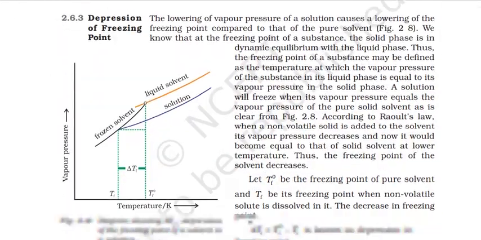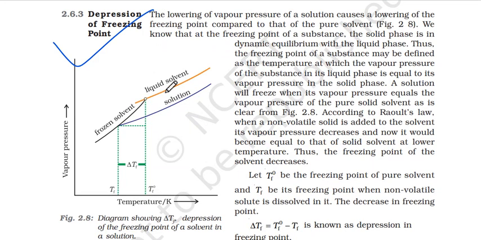Depression of freezing point. Ab aise hi hamara elevation of boiling point ki tarah ek aur quantity colligative property aata hai, that is depression of freezing point. The lowering of vapor pressure of a solution causes a lowering of the freezing point compared to that of the pure solvent. Jaise abhi humne dekha na ki boiling point badh raha hai kyunki vapor pressure bhi kam ho raha tha. Vapor pressure is inversely proportional to boiling point. Jitna zyada vapor pressure, jitna zyada volatility, utna hi kam boiling point hoga, utna jaldi boil ho jayega, hai na?